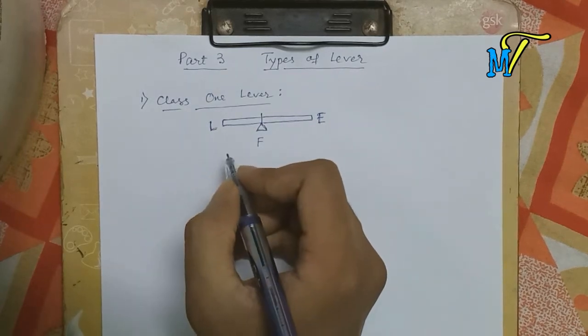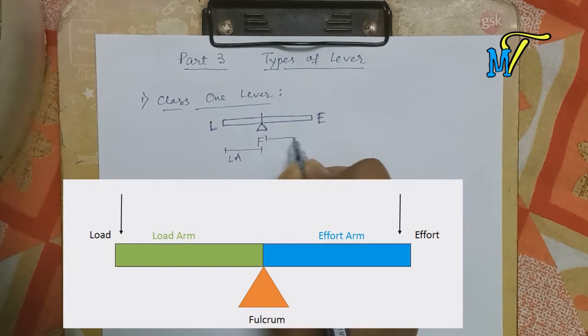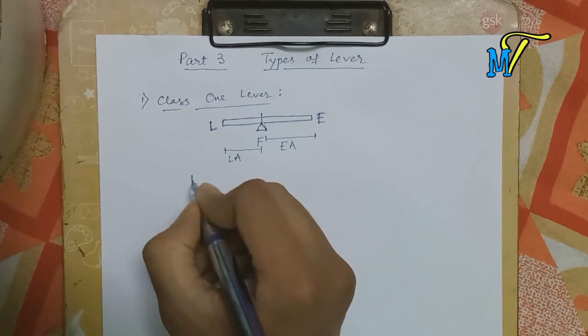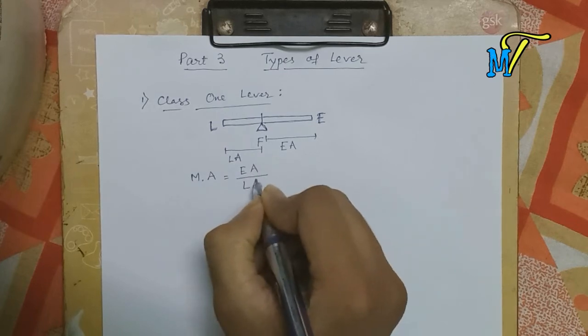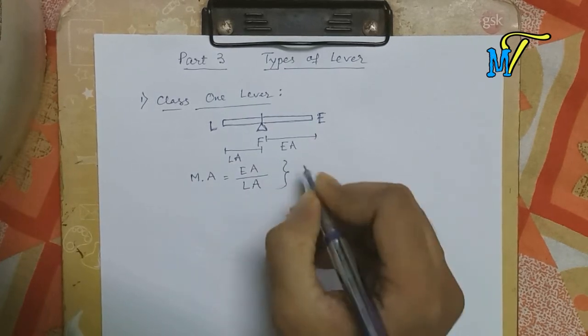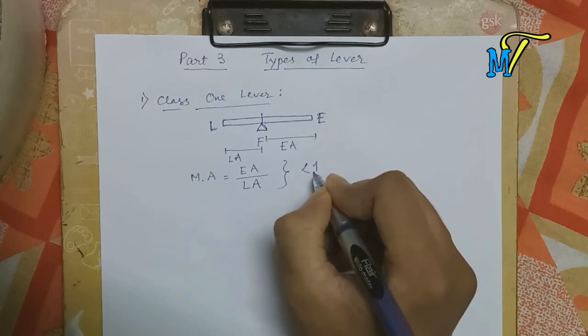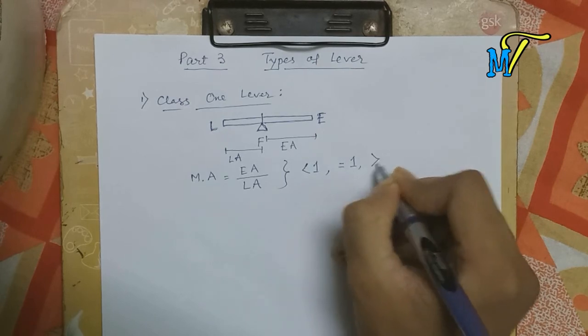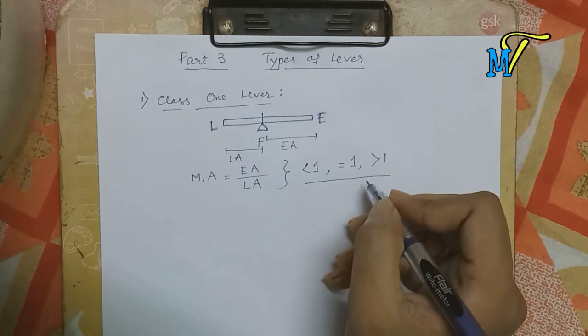Now as I have already mentioned in the previous video, from the load to the fulcrum it is the load arm, and from the fulcrum up to the effort it is the effort arm. So now what we have got, the mechanical advantage of a lever is the effort arm by load arm. Depending on that formula, the mechanical advantage of class 1 lever can be less than 1, equal to 1 or greater than 1. These can be the three possible conditions of mechanical advantage of class 1 lever.